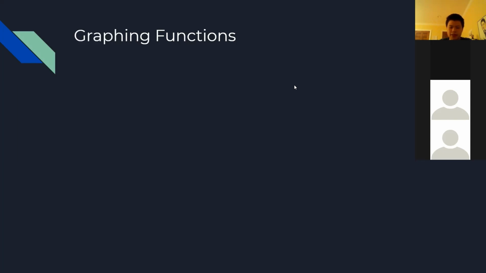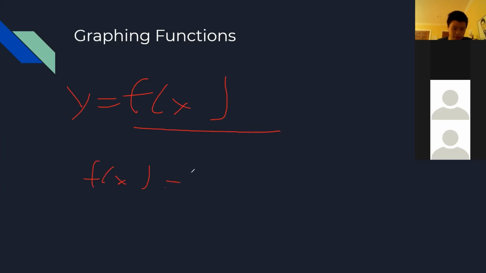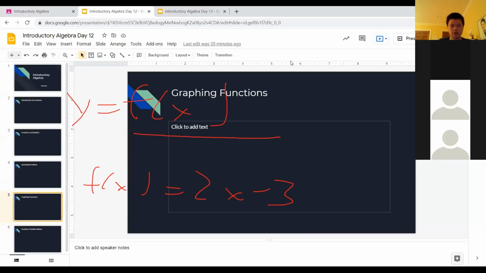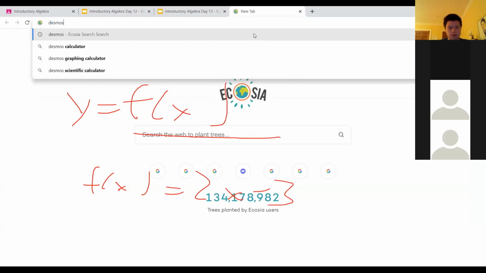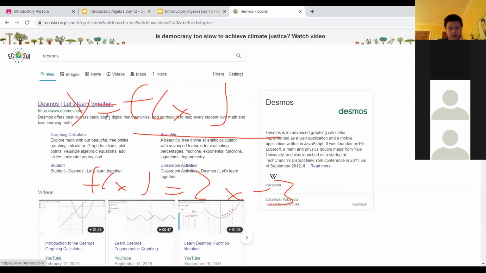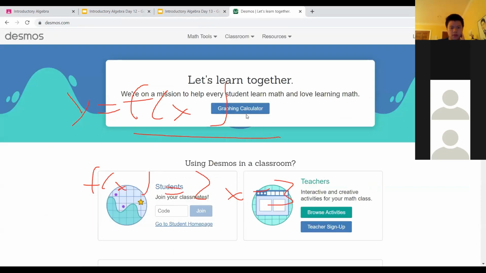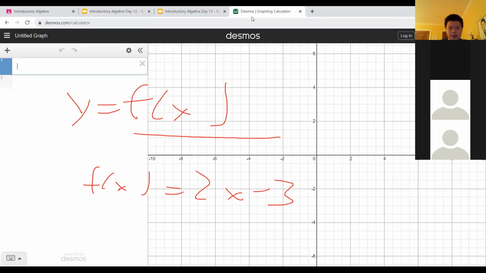So graphing functions. How do we graph functions? It's simple. We just set f(x) to y, or any expression of functions. So f(x) equals 2x minus 3. And I'll go to decimals for this actually. I'm using decimals because it's free.